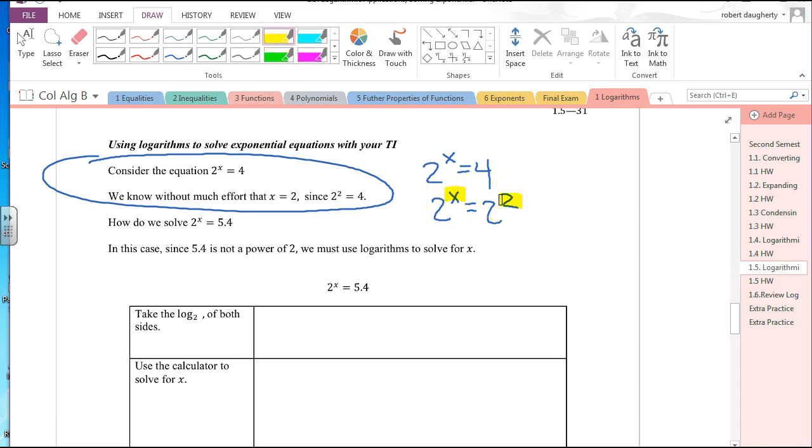Okay, that was easy to solve because I can write 4 and 2. They're both powers of 2. Okay, that's pretty easy to do. How do I solve 2 to the x equals 5.4? Can I write 5.4 as a power of 2? No, I can't do that. So I can't solve this just like I did all my equations last semester. But now that you know logarithms, you have a way of solving it. So let's take a look.